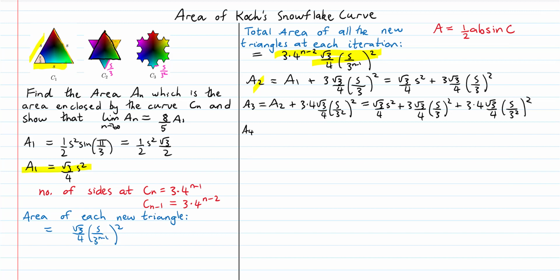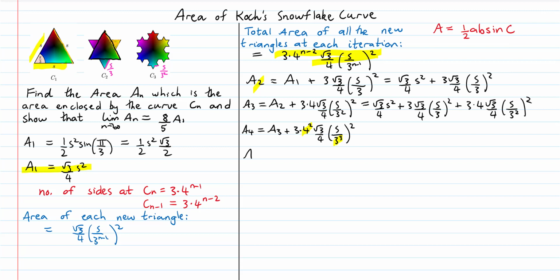So A4, well, that is going to equal A3 plus 3 times 4 to the power of 2 times root 3 over 4 times s over 3 to the power of 3 all squared. So we won't write this one out in full, but we can start seeing the pattern that is forming now. So each term that we add on, this 4 here, the power that we raise it to is going to increase by 1 each time, and this 3 in the denominator here, the power that we raise that to is also going to increase by 1 each time.